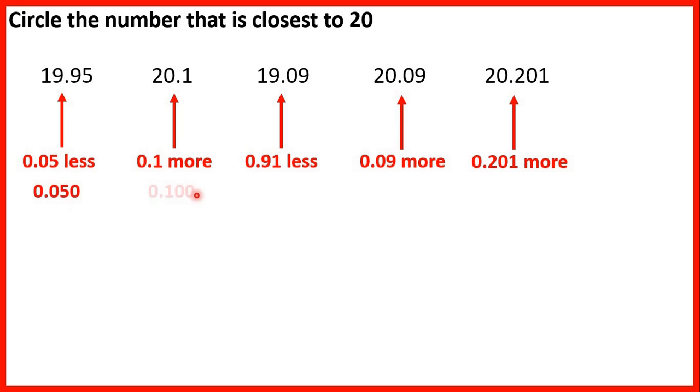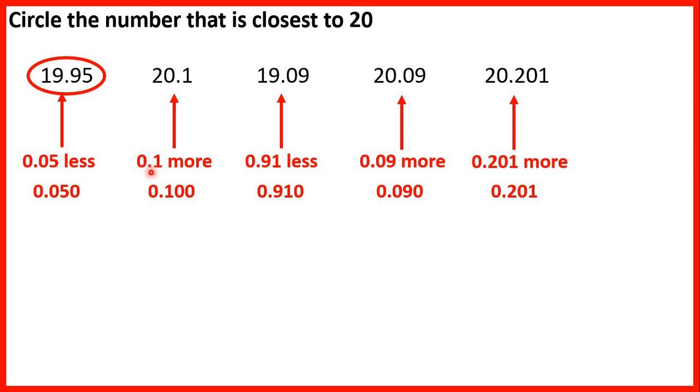Remember, it's easier to compare decimals if we write zeros on the end, so that all of the numbers we're looking at have the same number of decimal places. So because this number here has 3 decimal places, I've put zeros on the end of these numbers so that they all have 3 decimal places. And then it's easier to spot that 0.050 will be the smallest difference, which means that 19.95 is closest to 20, because the difference is only 0.05 and all of our other numbers have a greater difference.